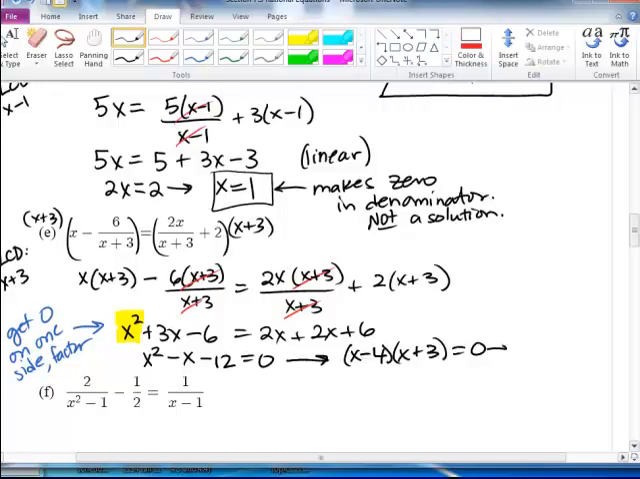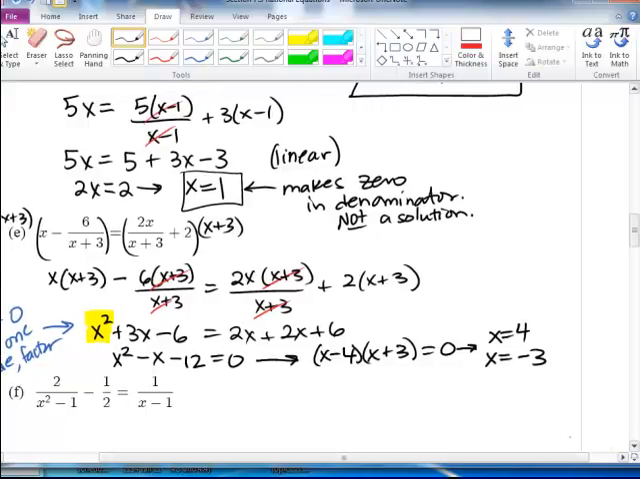And then finally, x equals 4 or x equals negative 3 would be our possible solutions. But negative 3 makes the denominator 0, and 4 does not. So we keep 4, but not this one, because it makes the denominator 0. Right, so there's one solution, x equals 4.